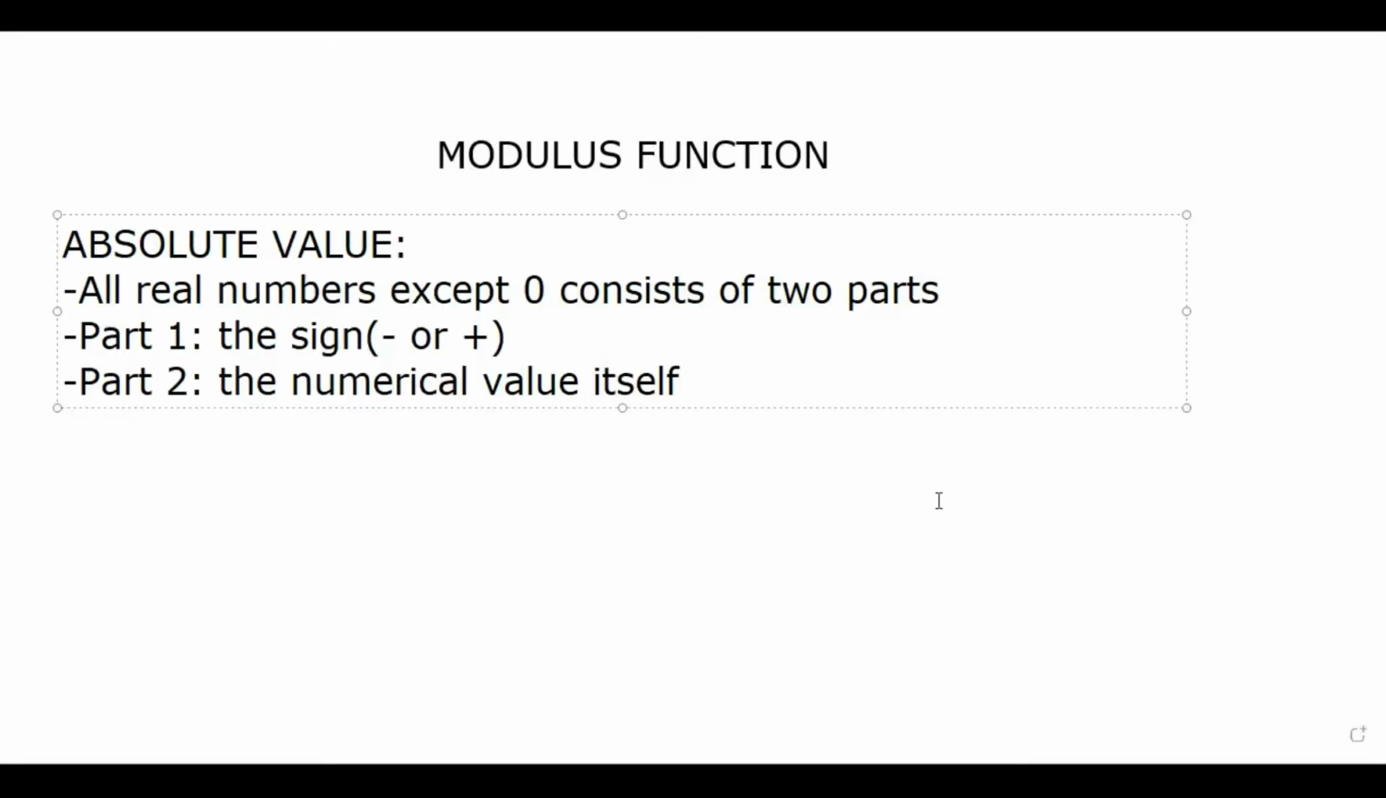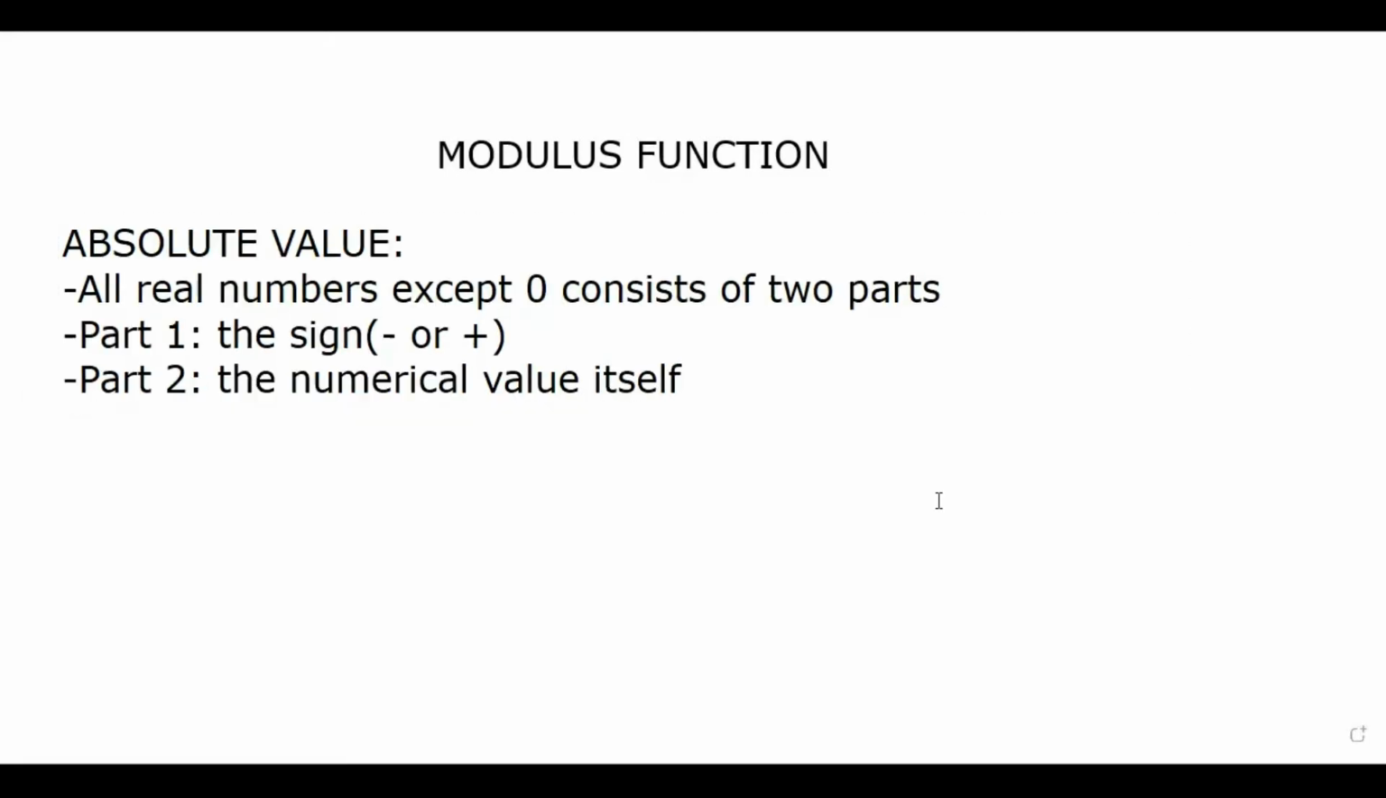Now today we'll be doing the modulus function. So the first thing we're going to start with is absolute value. All real numbers except 0 consist of two parts. Part 1 is the sign, which is either negative or positive. Part 2 is the numerical value itself.